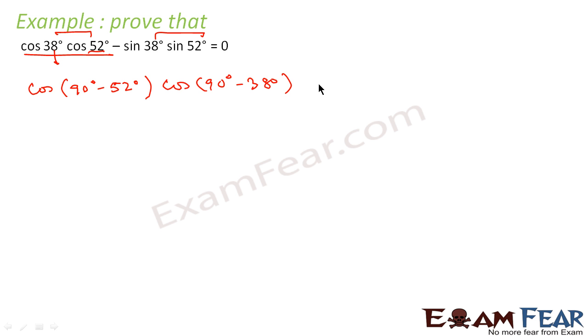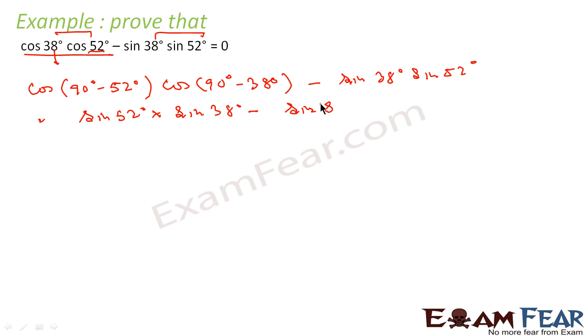Correct? And this sin I'll keep it in sin only. Why? Because currently we are converting everything to the sin form. Cos 90 minus theta becomes sin theta, that is sin 52 degree. Here also cos 90 minus theta becomes sin theta, that is sin 38 degree. And from this you have to subtract sin 38 degree into sin 52 degree. So if you see, both are same. 52 38, 52 38 both sin. So this becomes 0. Very simple.